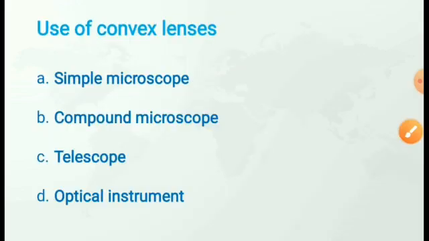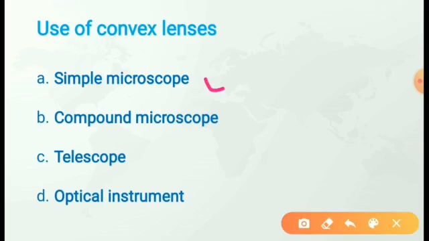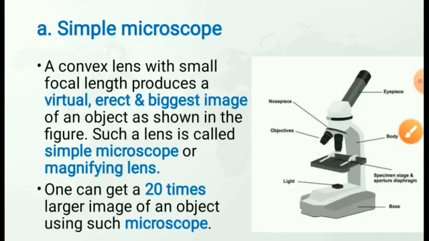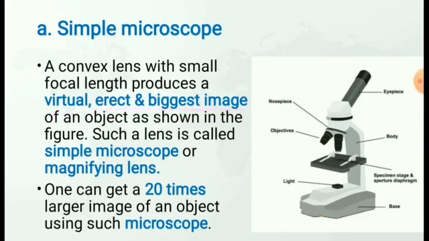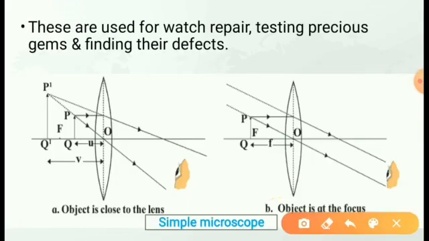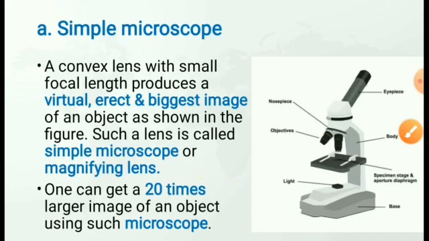Use of convex lenses: simple microscope, compound microscope, telescope and optical instruments. Simple microscope. This is a picture of a simple microscope. A convex lens with small focal length produces a virtual, erect and magnified image of an object as shown here in this figure, where the object is close to the lens and here the object is at the focus, and you have to draw the ray diagram for both of these cases.